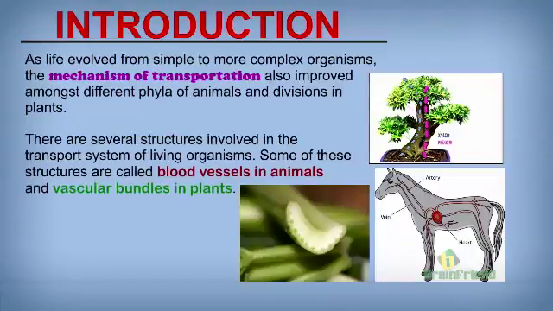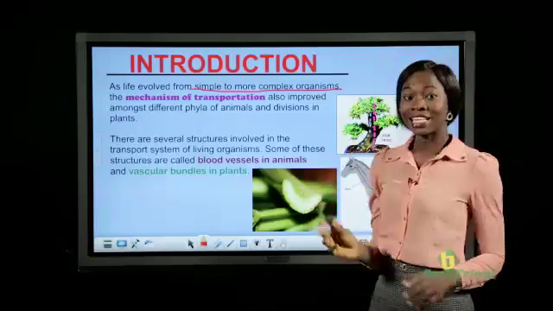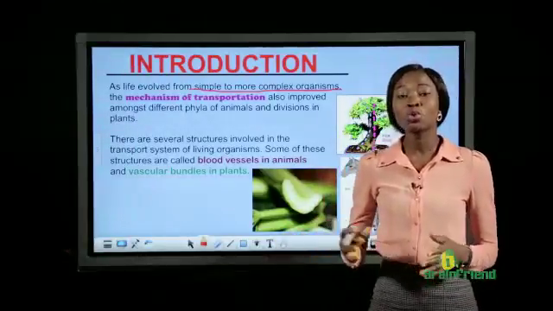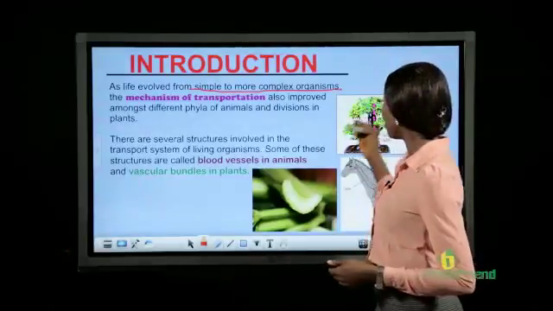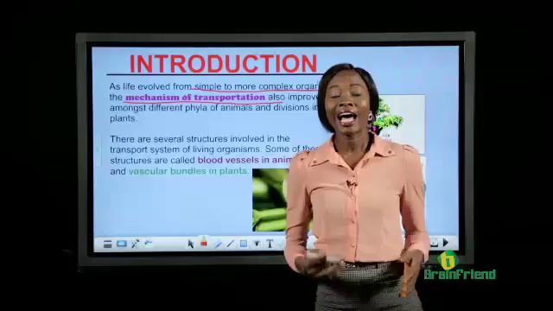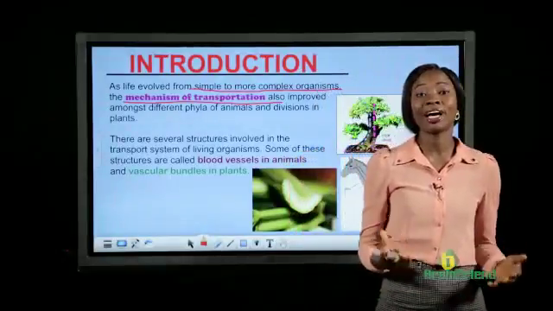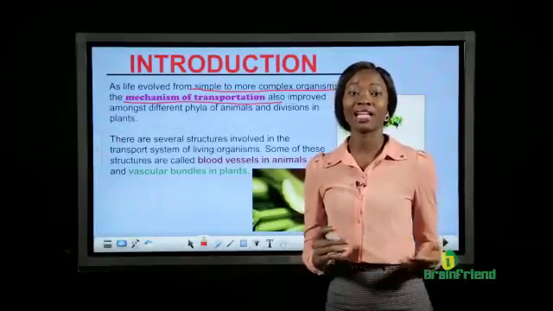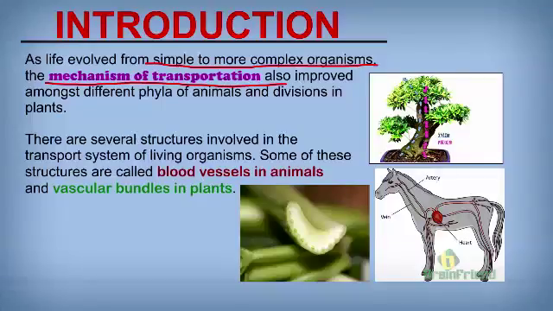Now let's begin. As life evolved from simple to more complex organisms, that is from simple unicellular organisms to simple multicellular organisms, to more complex multicellular organisms such as plants and animals, the mechanism of transportation also improved. That is, higher animals and higher plants developed a better system of transport than the lower plants or animals. This mechanism improved amongst different phyla of animals and different divisions of plants.